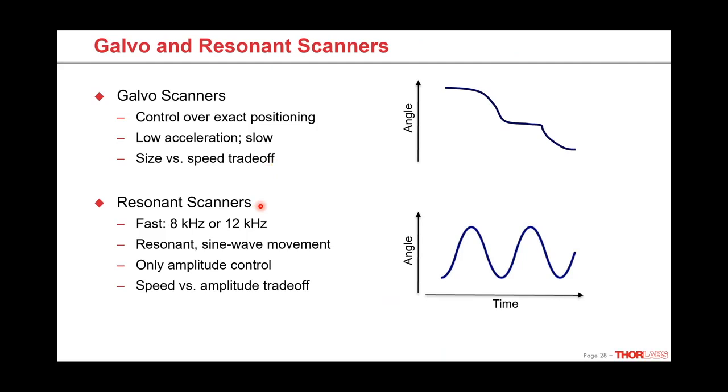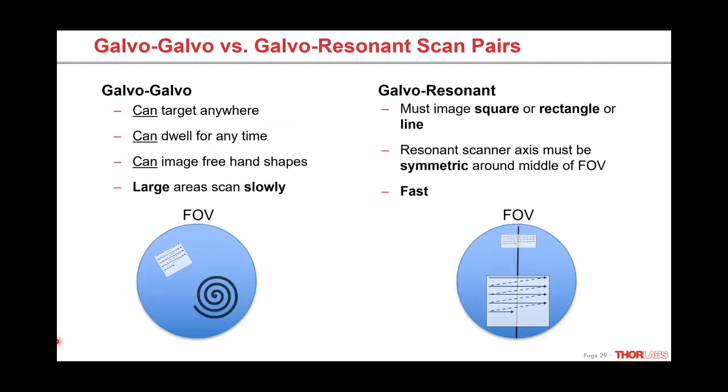Resonant scanners are fast. Two frequent speeds that they resonate at are either 8 kilohertz or 12 kilohertz. Because they are moving in a resonant movement, they're moving in a sine wave movement with angle versus time. The only control you have over resonant scanners is the amplitude. Furthermore, for resonant scanners, there's a slight speed versus amplitude trade-off in that the 12 kilohertz scanners have a slightly lower amplitude ceiling than the 8 kilohertz scanners.